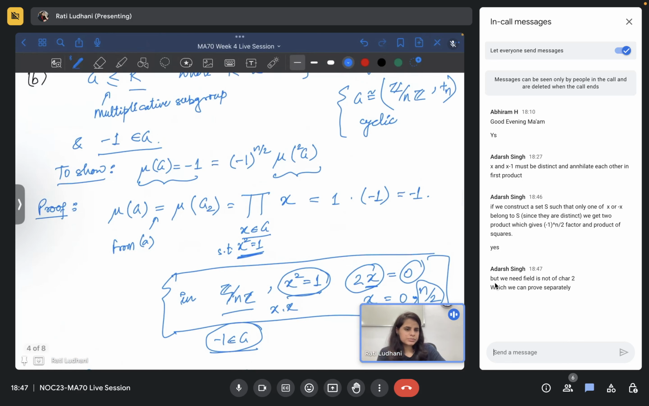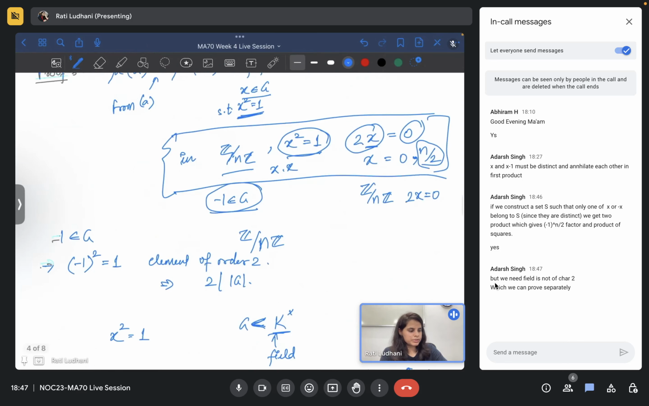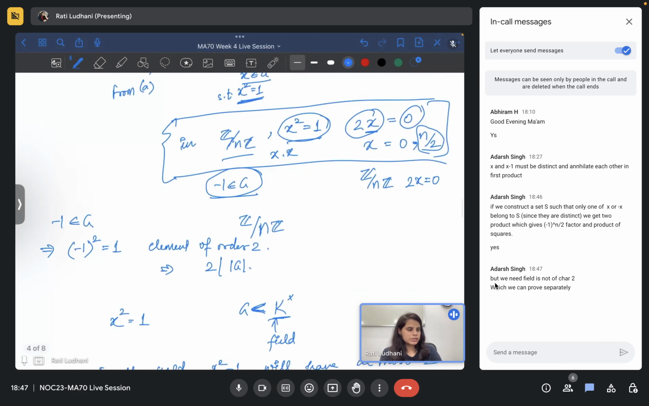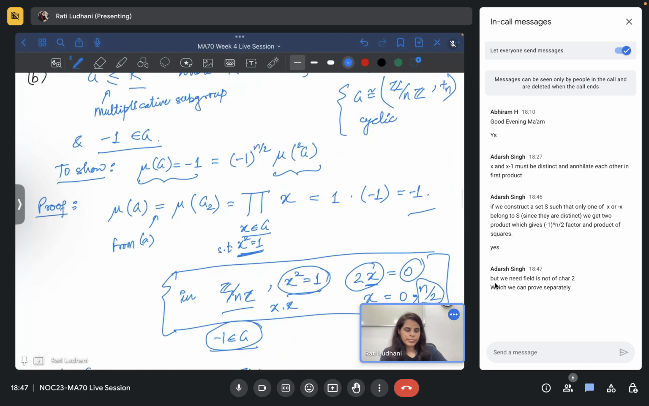But do we need this much to do for this part? We just use this property that in the field x square minus 1 will have at most two zeros, and we use that, and we are done.